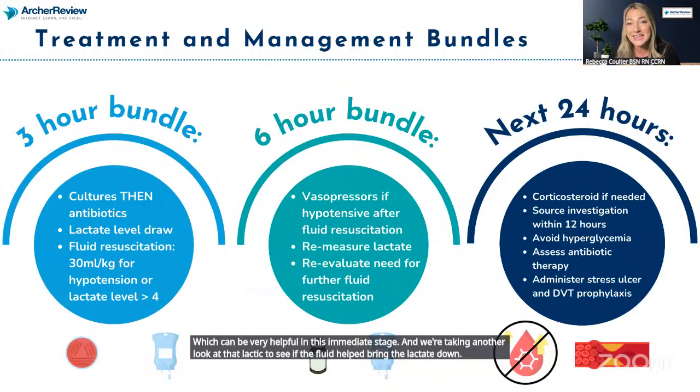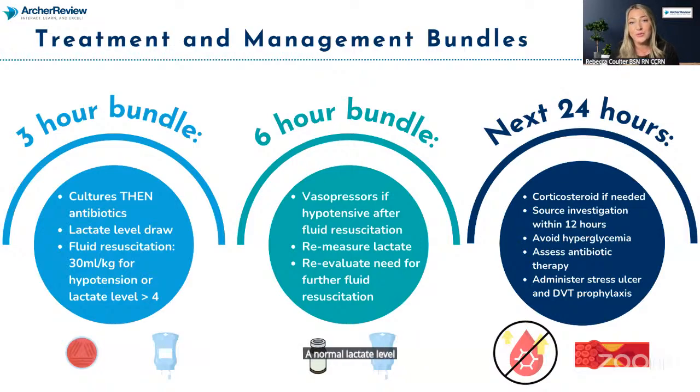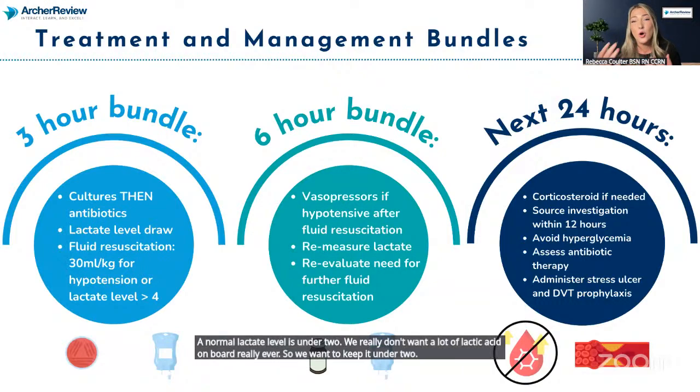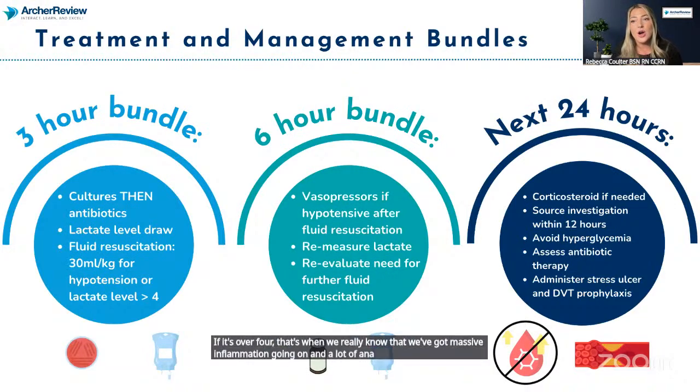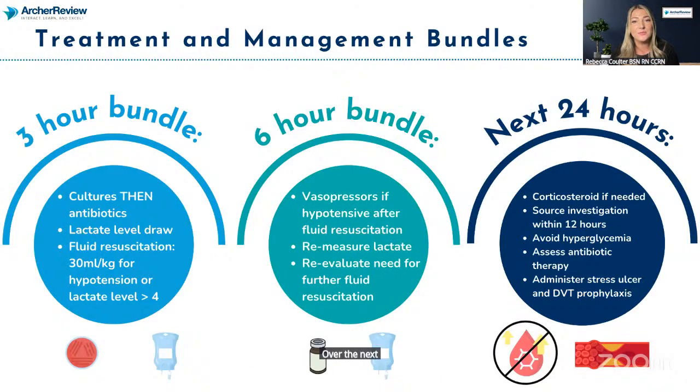A normal lactate level is under 2. We really don't want a lot of lactic acid on board, really ever. So we want to keep it under 2. If it's over 4, that's when we really know that we've got massive inflammation going on and a lot of anaerobic metabolism. Over the next 24 hours, we're going to give some corticosteroid.